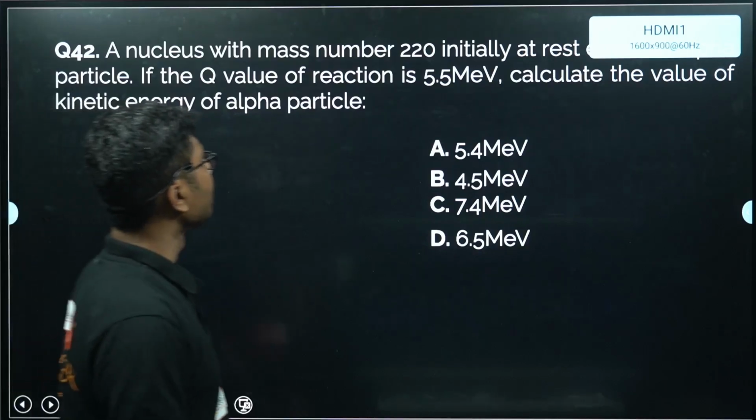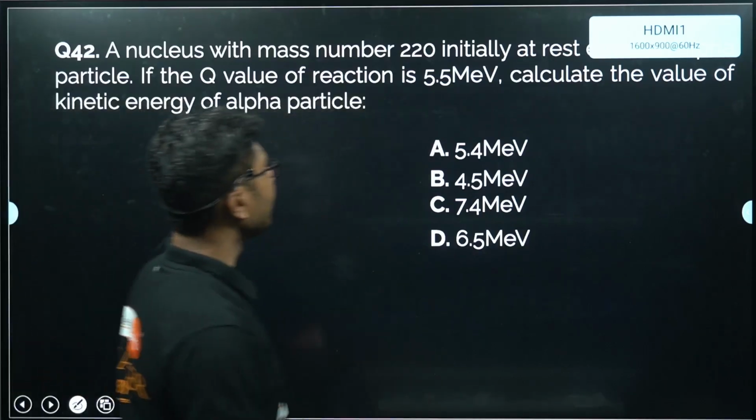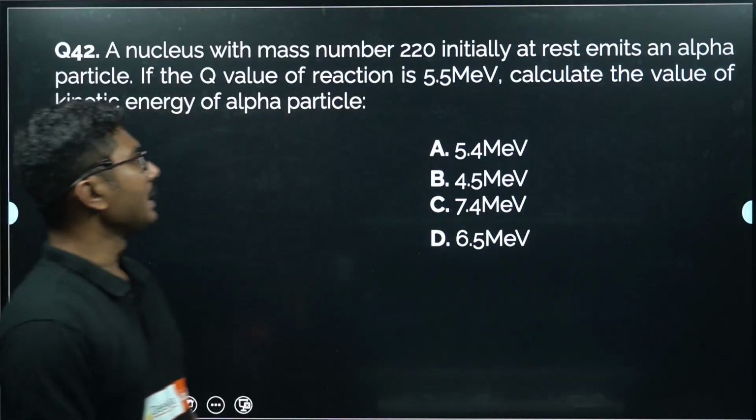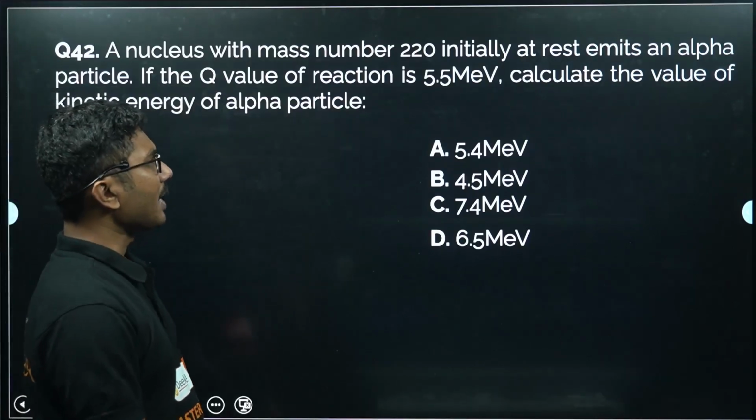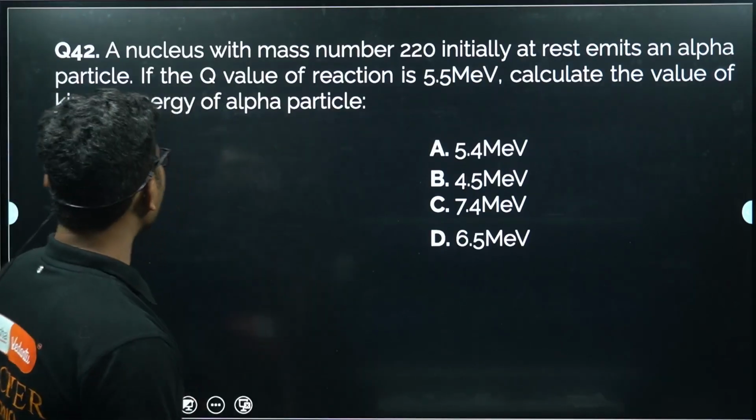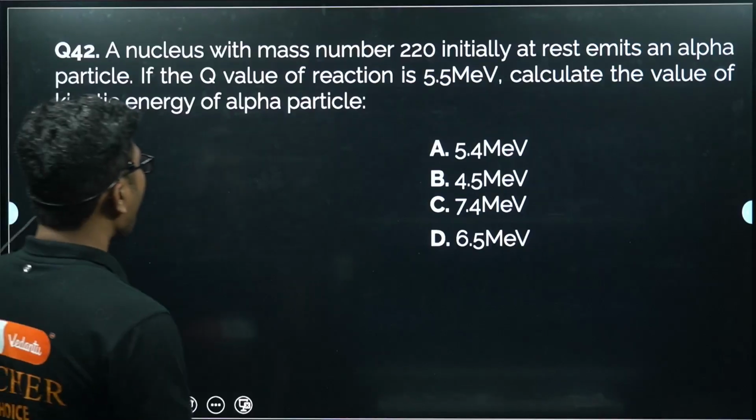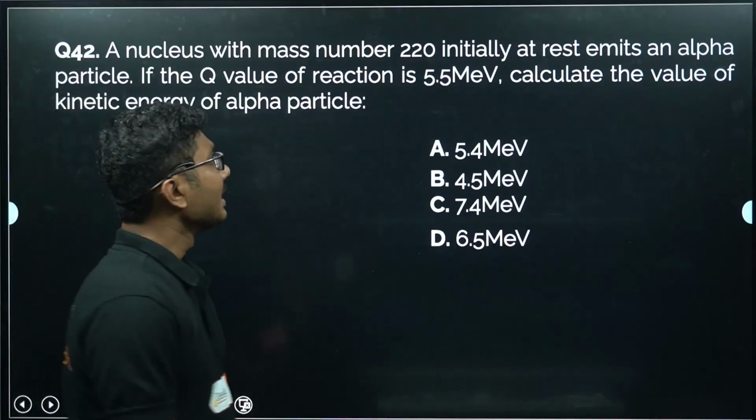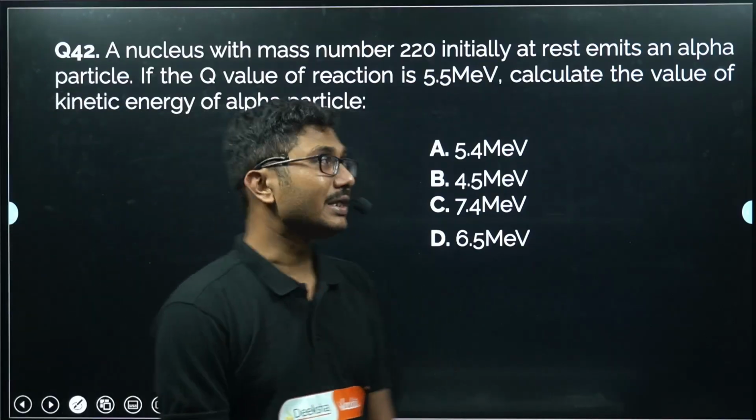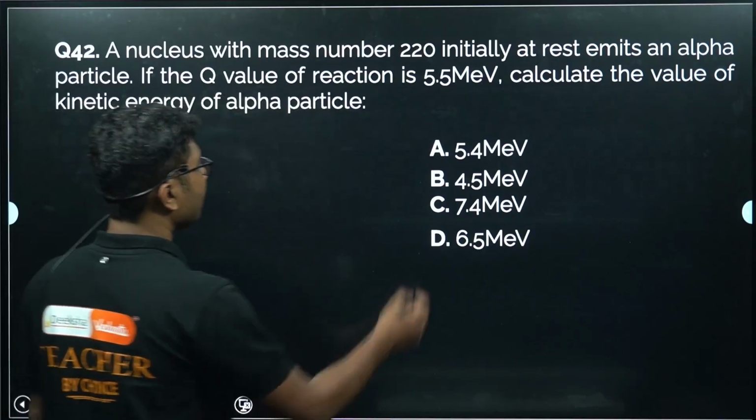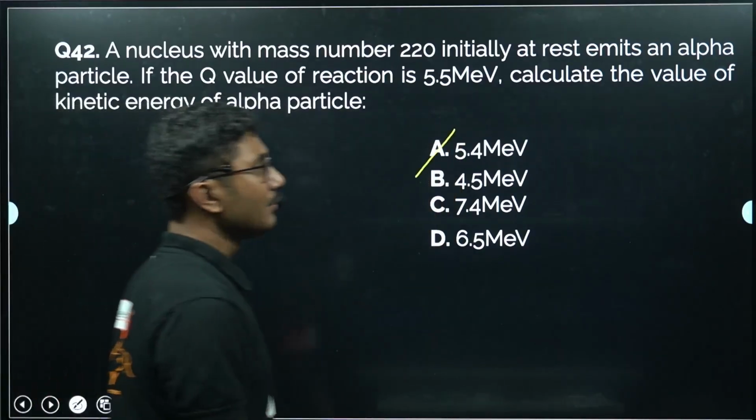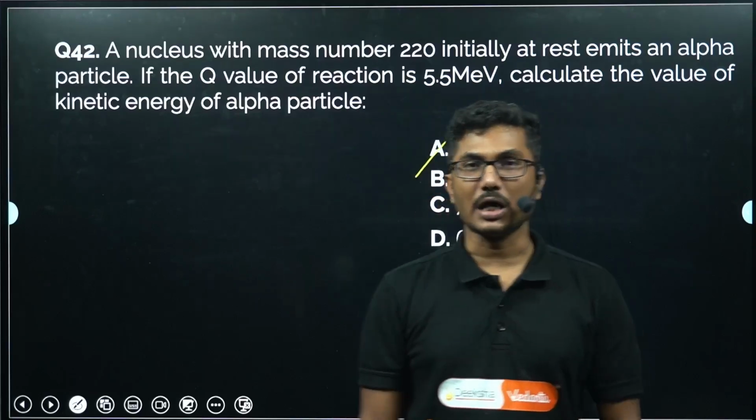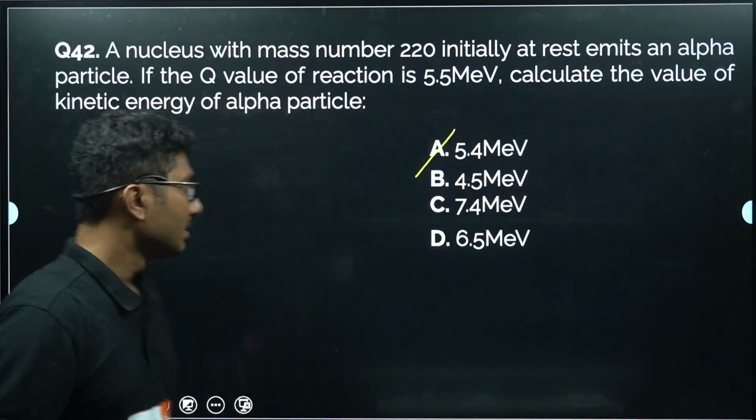A nucleus with mass number 220 initially at rest emits an alpha particle. If the Q value of the reaction is 5.5 MeV, calculate the kinetic energy of the alpha particle. This part is no longer in your syllabus, but the answer will be 5.4 MeV. You can check that out, but Q value and alpha emission are both not part of your syllabus.